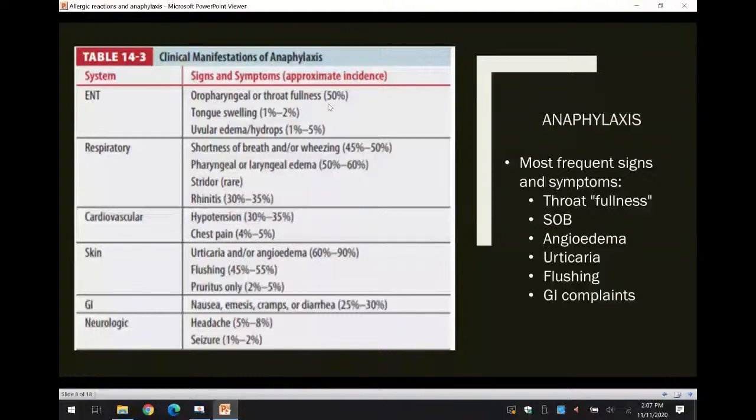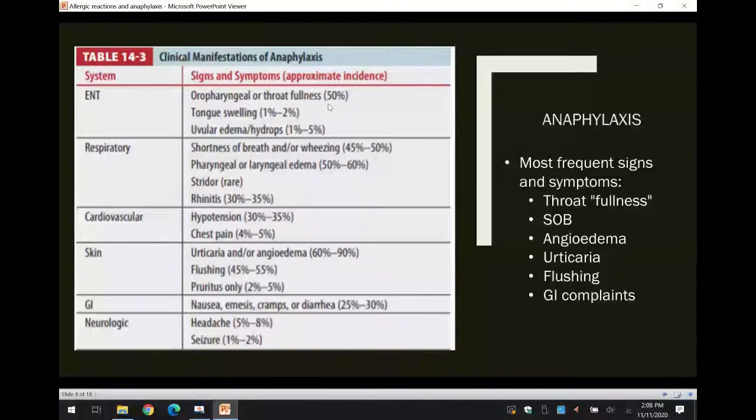For all of this, on the next slide we talk about the actual diagnosis and the criteria for it. But overall, the rule of thumb is if they're having two or more systems affected, with a known or suspected allergen, you should go ahead and give epi, as anaphylaxis is surprisingly underdiagnosed and people are rather resistant to giving epi for these patients.